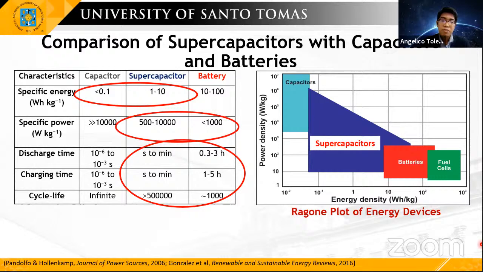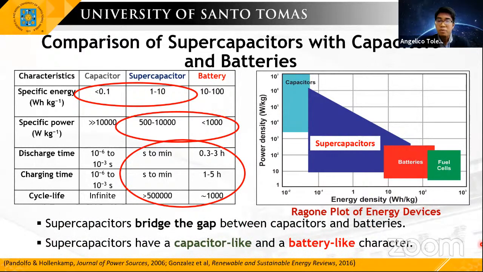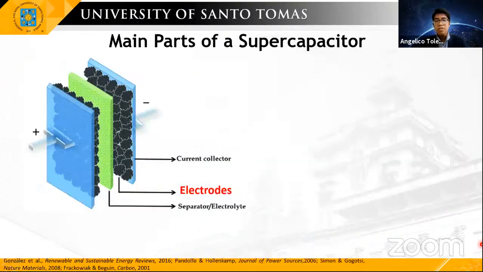And as you can see, supercapacitors bridge the gap between the batteries and the capacitors, and therefore they have a battery-like and a capacitor-like character. So for the main parts of the supercapacitor, we have the current collector. Number two, separators impregnated with an electrolyte, which provides ionic conductivity between the two electrodes and separates the two electrodes. And of course, the electrodes.